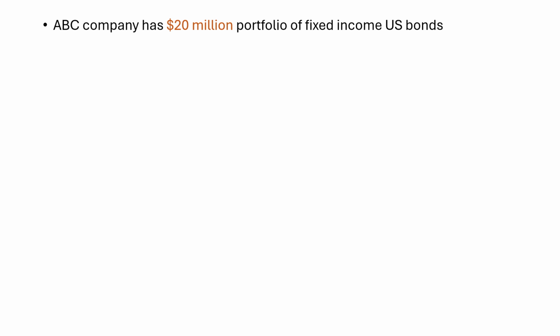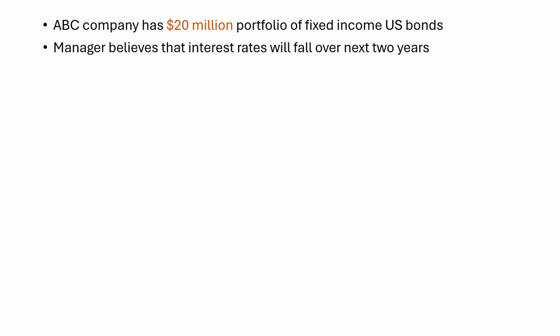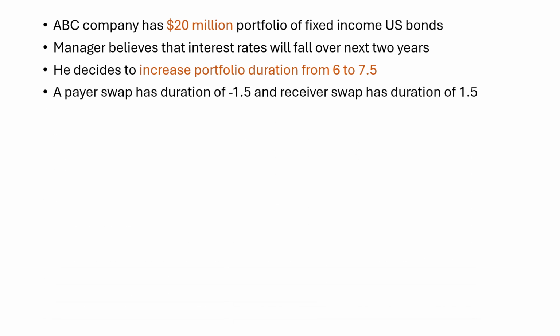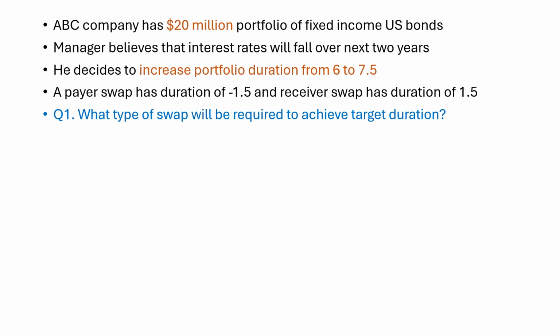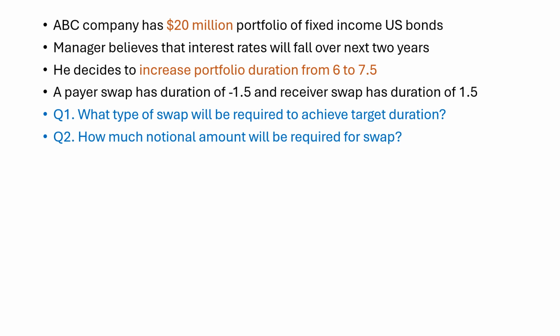ABC company has a 20 million portfolio of fixed income US bonds. Now the manager believes that interest rates will fall over the next 2 years, and he decides to increase the portfolio duration from 6 to 7.5. A payer swap has a duration of minus 1.5 and a receiver swap has a duration of 1.5. The question is, what type of swap will be required to achieve the target duration? And the second question is, how much notional amount will be required for a swap?